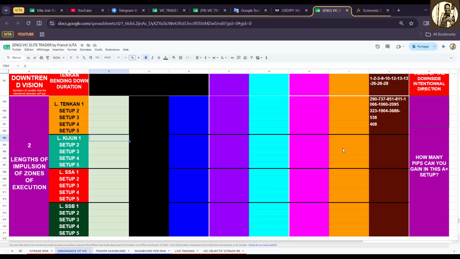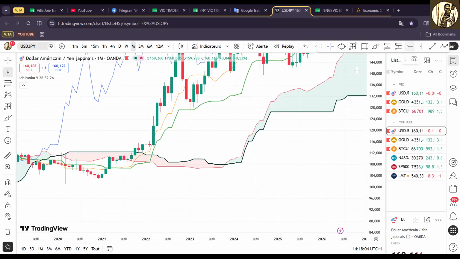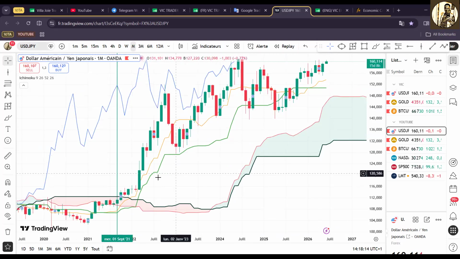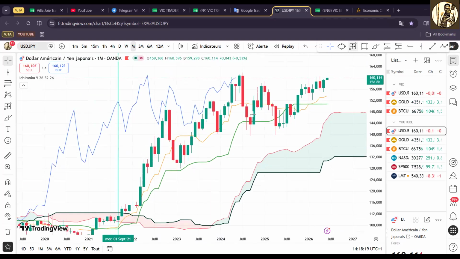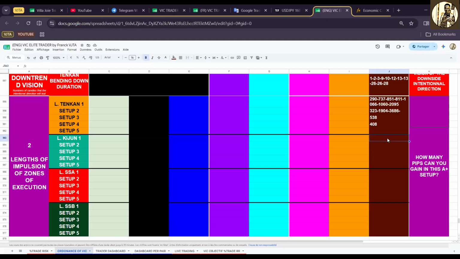So now for Kijun, let us take the first time Kijun got bent to the upside, which is here, up until the upside. So the first Kijun touch is at this point, at this level, and the maximum was high above there. It is 3,426 pips.